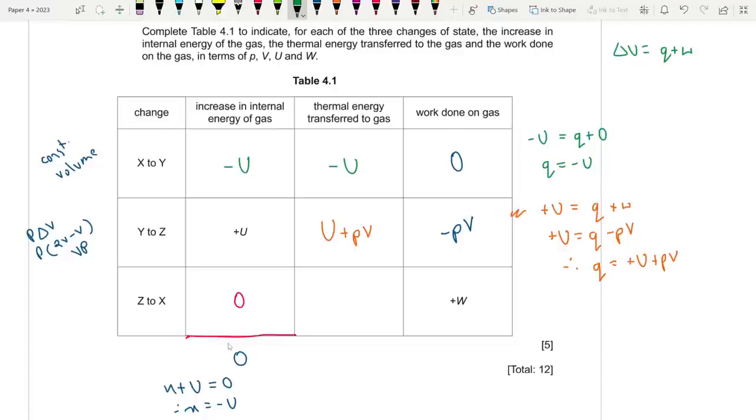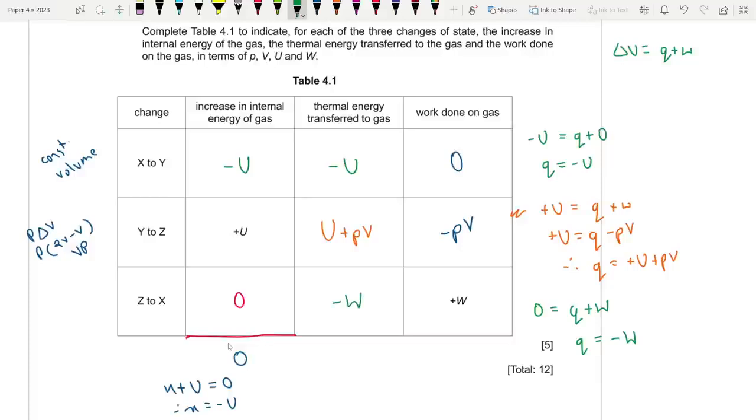And for the last one, what can we write? 0 is equal to Q plus W. So Q is actually equal to minus W. So let's match.